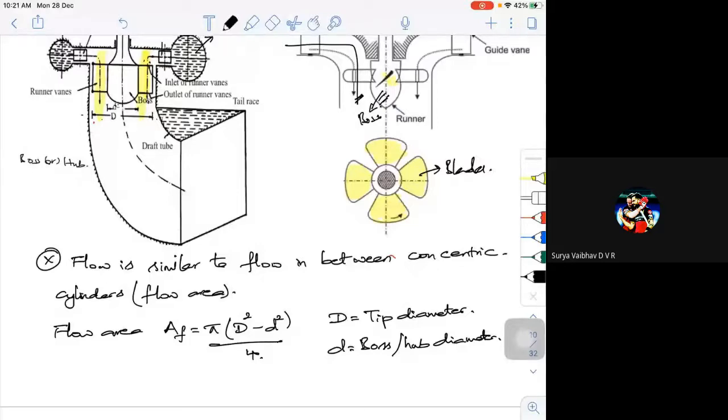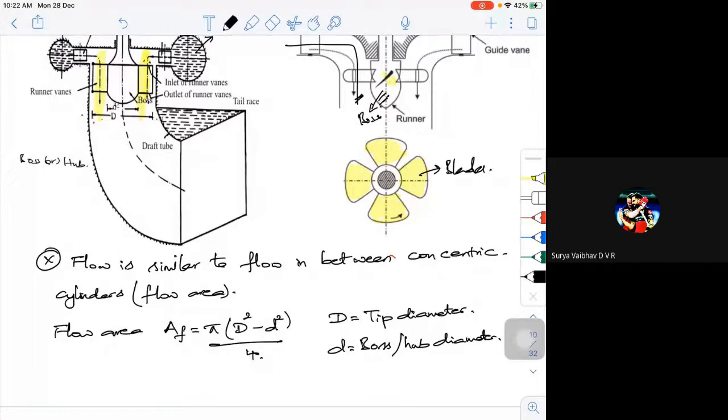Then what will be your discharge here? I can write Q is equal to area of the flow into velocity of the flow. In case of a Francis turbine, it was pi D into B. Here it is pi times D squared minus small d squared by 4. So that is your area of the flow, which is almost parallel. Okay, this is about the construction.